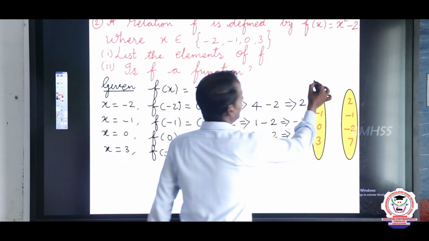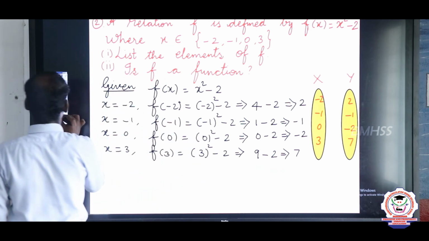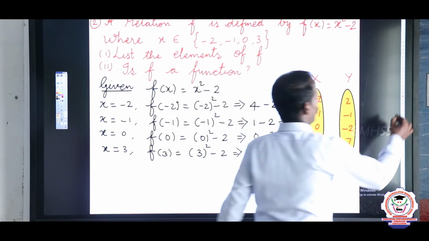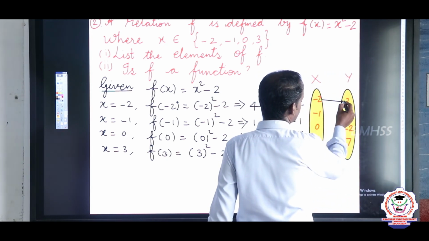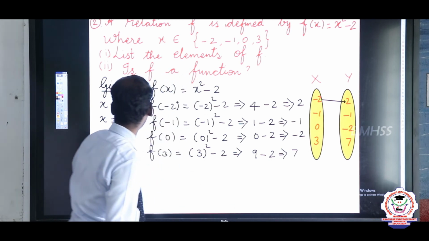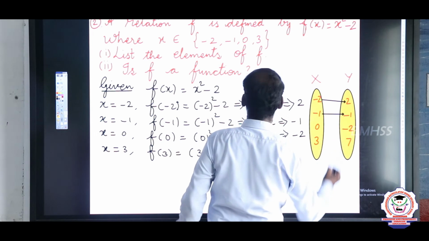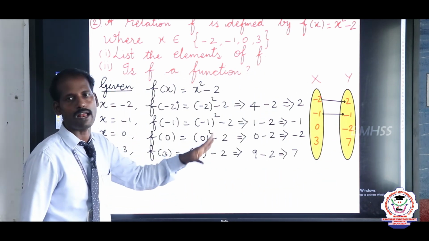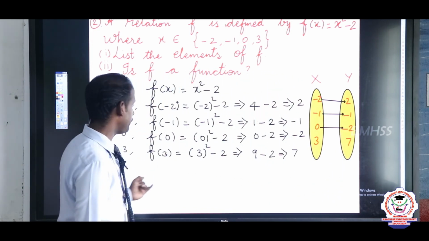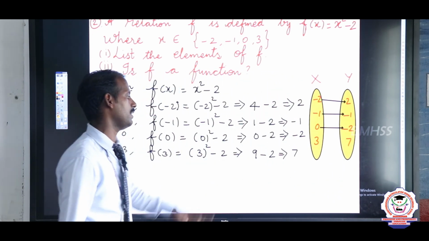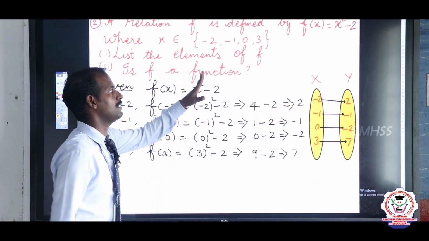So here this is x, this is y. Here I will relate them. The first one, minus 2 substituted, gives 2. Then x equal to minus 1 gives minus 1. The third one, x equal to 0, gives minus 2. The fourth, x equal to 3, f of 3 is 7. So 3 relates to 7. So here we list the elements of f.